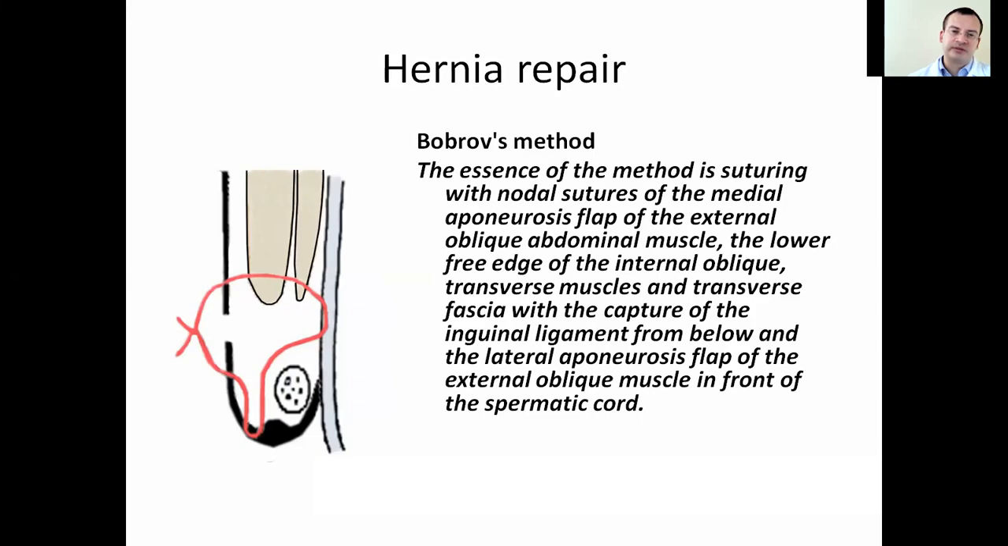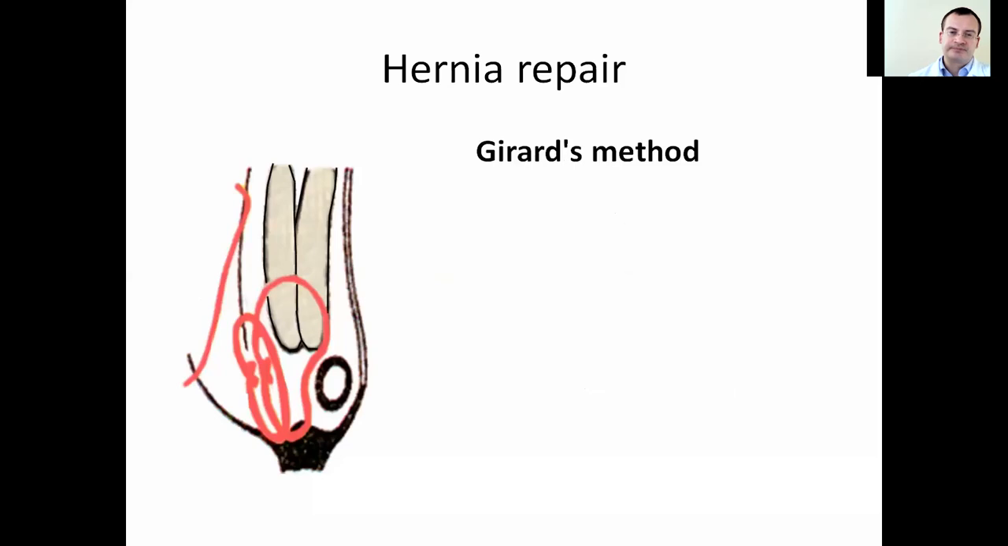Bobrov's method. The essence of the method is suturing with a nodal suture the medial aponeurosis flap of the external oblique abdominal muscle, the lower fringe edge of the internal oblique and transverse muscles, and transverse fascia with the capture of the inguinal ligament from below, and the lateral aponeurosis flap of the external oblique muscle in front of the spermatic cord.